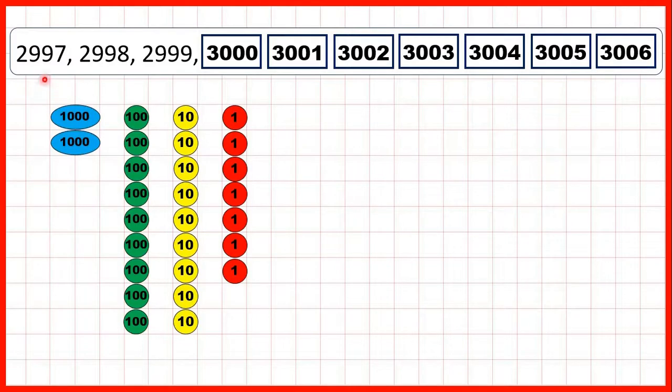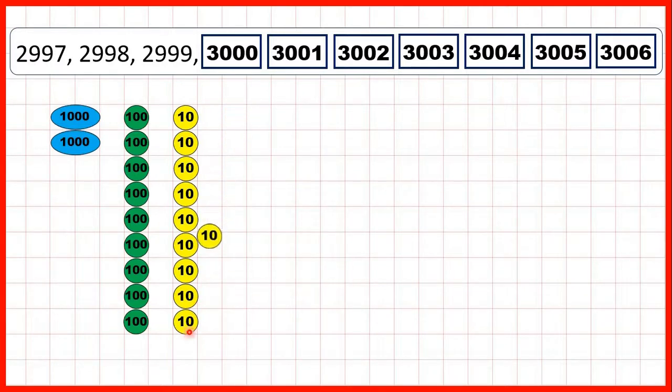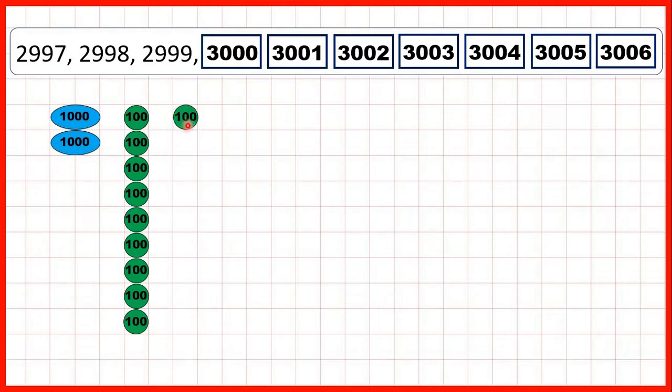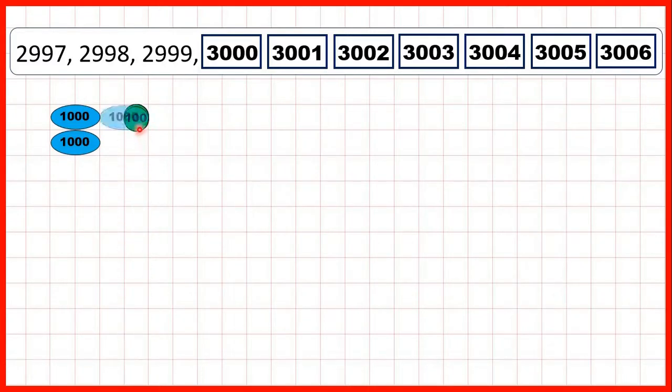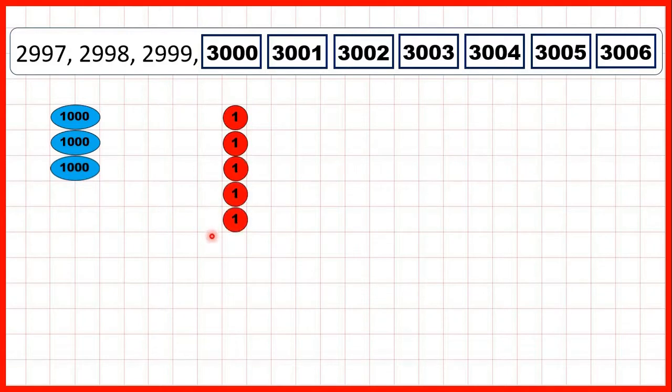We could also show place value counters, so again starting with 2997. If we add ones, we get to 3000, because if we've got 10 ones, we exchange those for 1 ten. Doing that means that we have 10 tens, and we can exchange those for 100, and then because we've now got 10 hundreds, we can exchange those for 1 extra 1000, giving us 3000 altogether. And then we can keep on adding ones until we get to 3006.